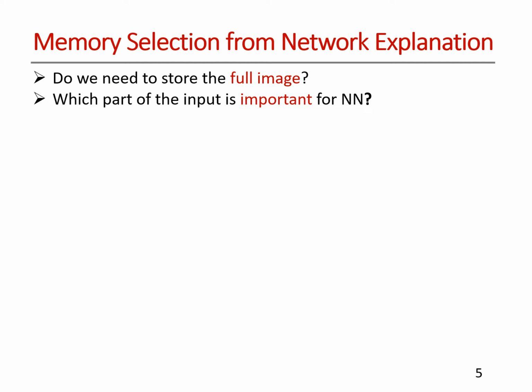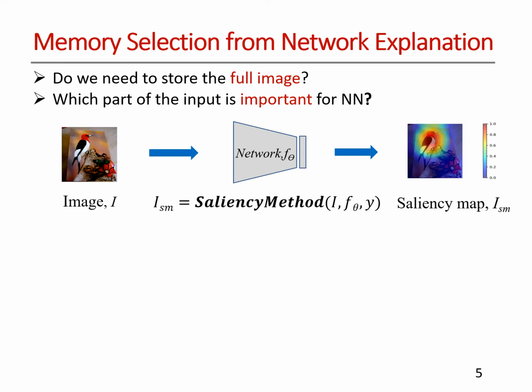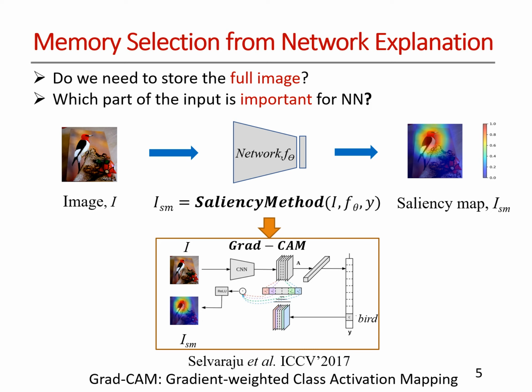For memory selection, we ask the following two questions. Do we need to store the full image? And which part of the input image is important for the neural network? We answer these questions using saliency methods. For example, a saliency method like GradCAM highlights the part of the input important for the network classification.